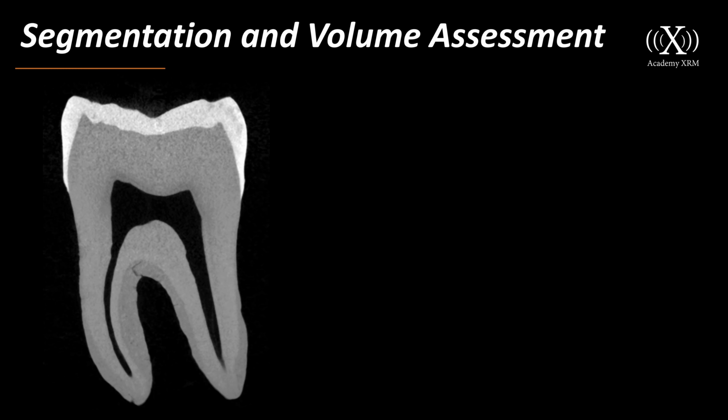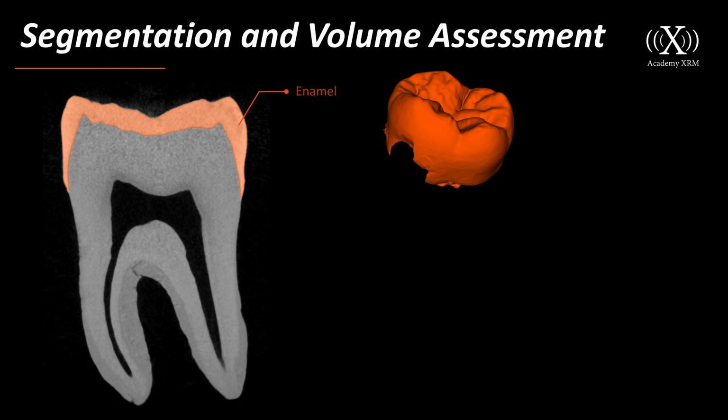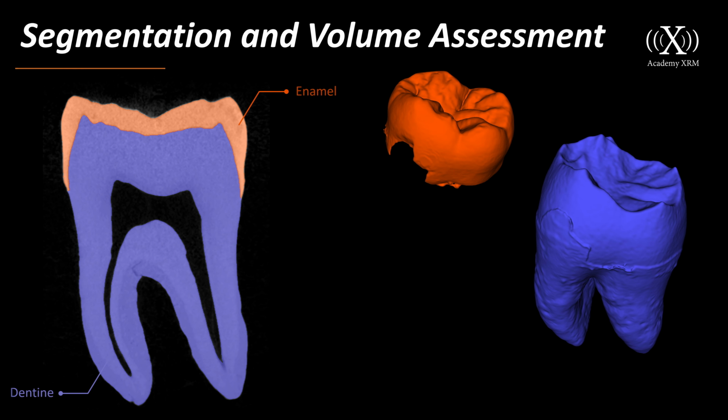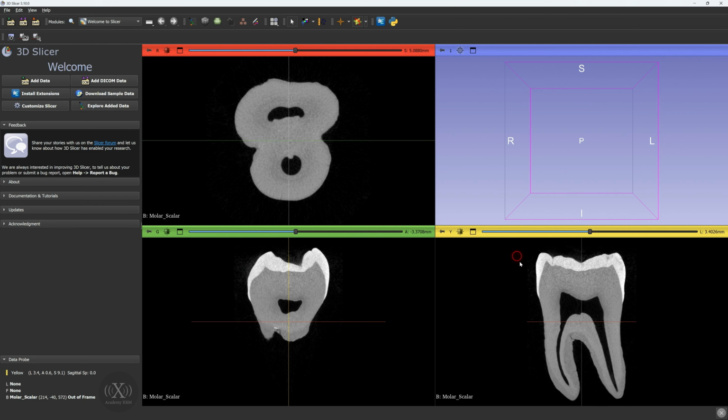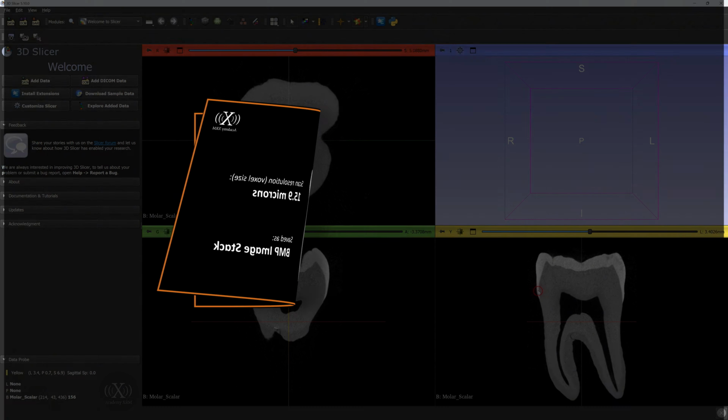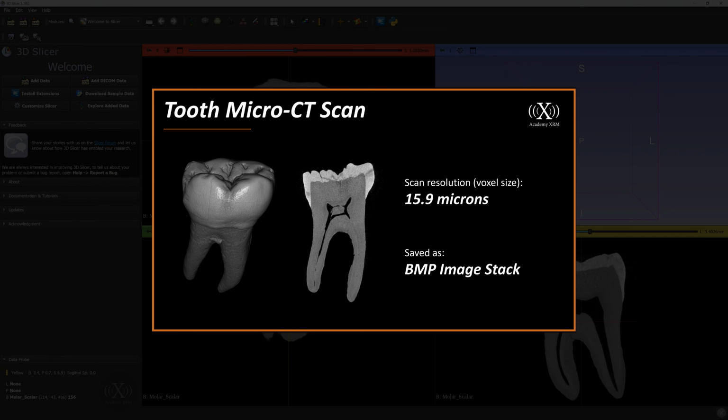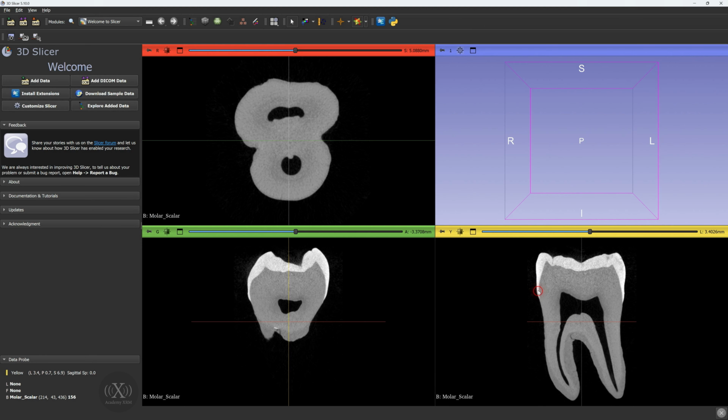Greetings! In this tutorial, I will show you a simple, reproducible workflow in 3D Slicer to segment enamel, dentine, and the pulp cavity, as well as computing their volumes. Alright, so I have my dataset loaded here. It is an image stack in BMP format from a micro CT scan of a tooth. And I have already set the resolution, which is 15.9 microns, and then took care of all the necessary preparation steps. So we are ready to start.